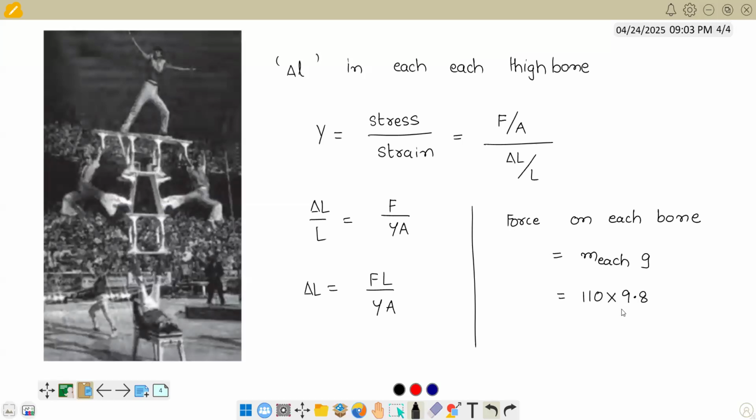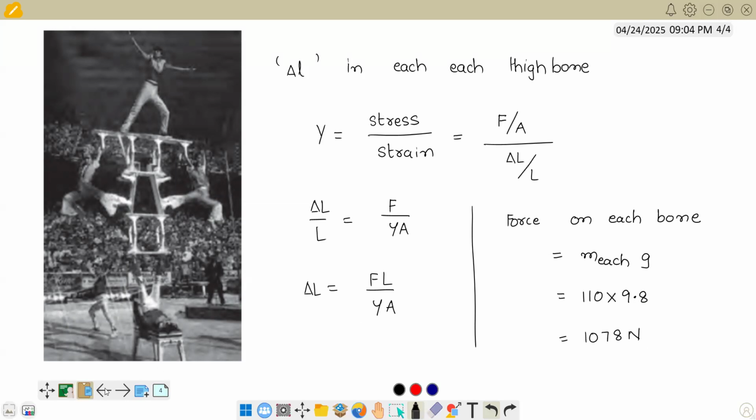I will take g as 9.8 because in the example also, it has taken it as exactly 9.8. So if we try to do that, the force on each person would be equal to 110 into 9.8, which would be 1078 Newton. So we got force.